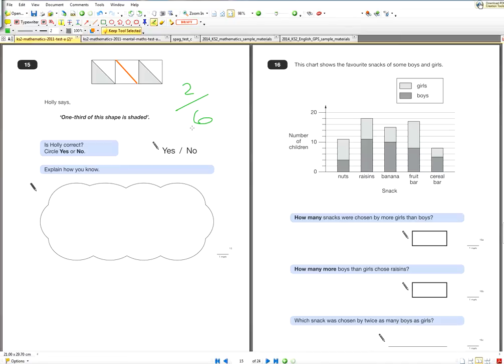Okay, hang on a second. So we have how many shaded now? Two. 2, 6. Now we need to simplify that down. When you simplify 2, 6, we divide the top and bottom by the highest common factor, which is the biggest number that will divide into them. So 2 divided by 2 is? 1. And 6 divided by 2 is? 3. So is she correct?